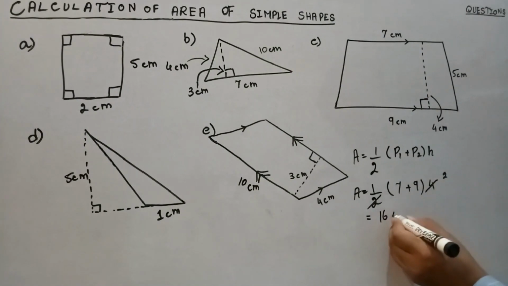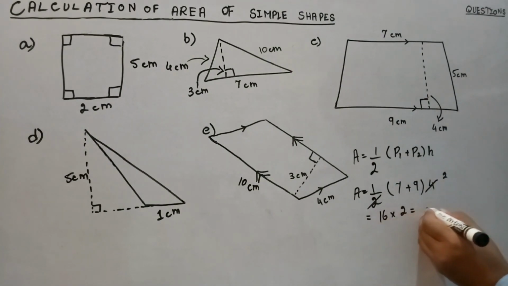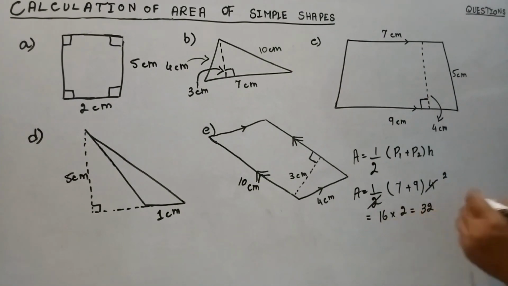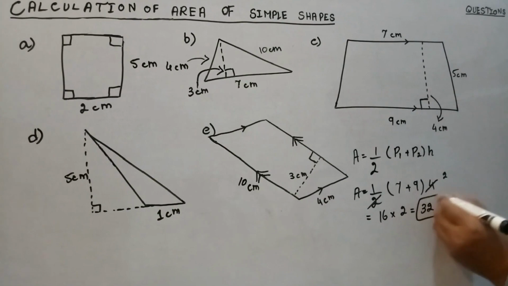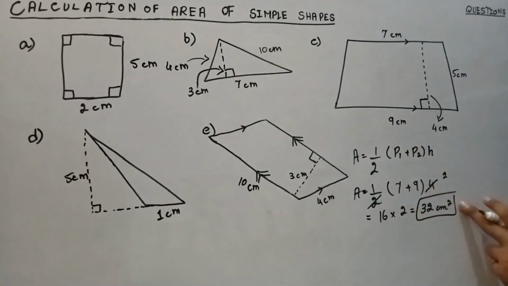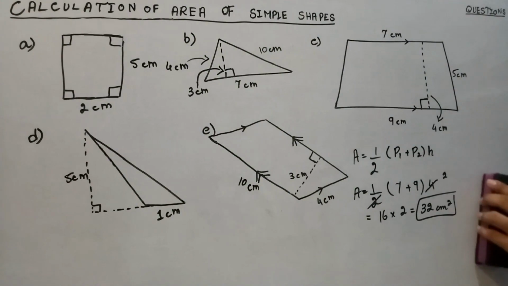And this 2 in the multiplication, here we have 16 twos are 32. 32 what? 32 centimeter square. Because here we have centimeters, so I will write here square of centimeter, because area is always present in square. Clear? So this is the area of this trapezium. I hope you're getting my point.